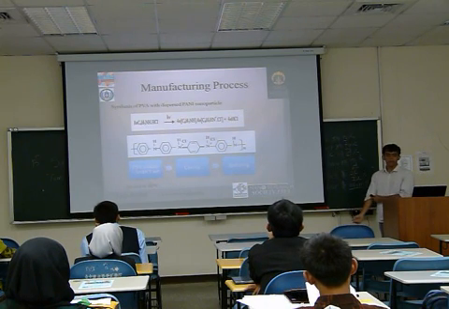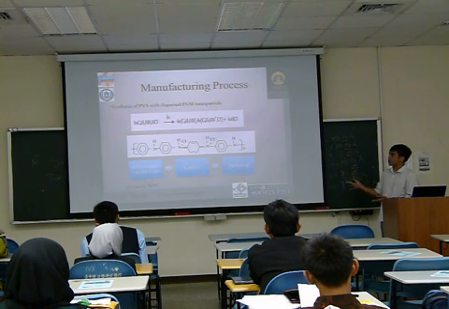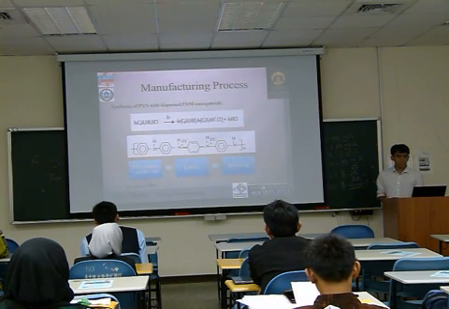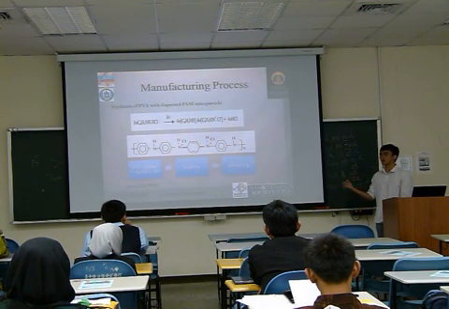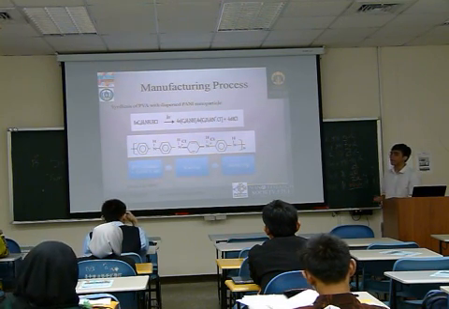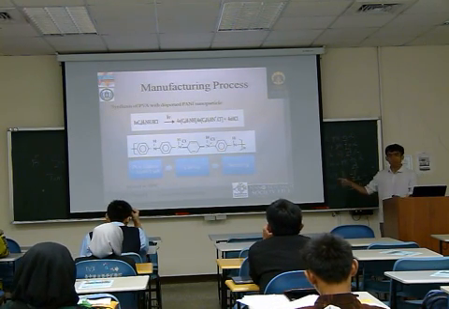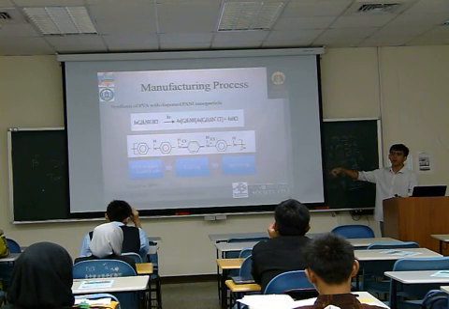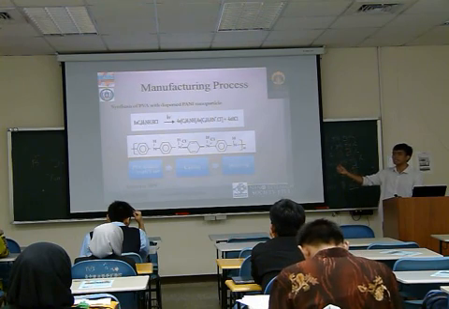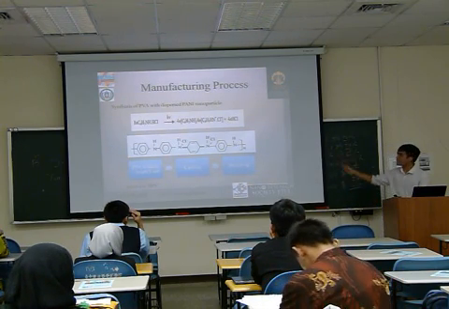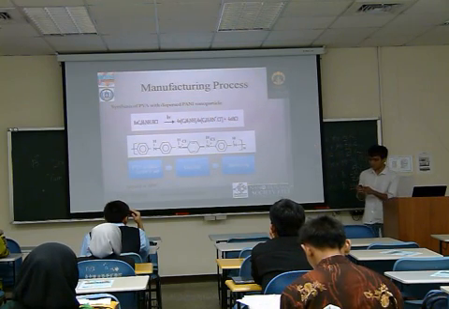So how do we manufacture this polyaniline and polyvinyl alcohol? First we use a polyvinyl alcohol solution. We dissolve polyvinyl alcohol particles in water, heat it up to 90 degrees Celsius, and stir it for around 3 hours. We let all the polyvinyl alcohol particles dissolve, and then we add the polyaniline salt.